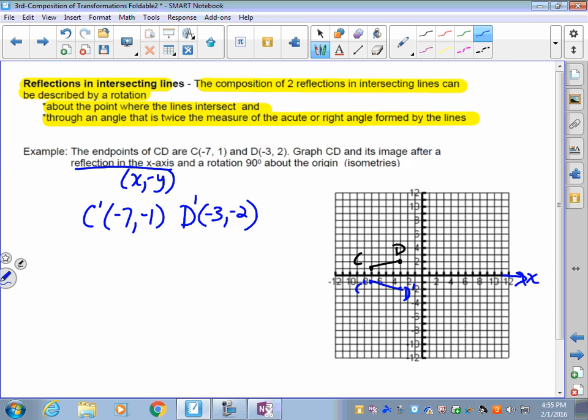All right, then we're going to rotate this image 90 degrees about the origin. This is our second thing we're going to do here. A rotation of 90 degrees, positive degrees being counterclockwise, will give us negative y comma x. And we're going to do that for our image C prime and D prime.